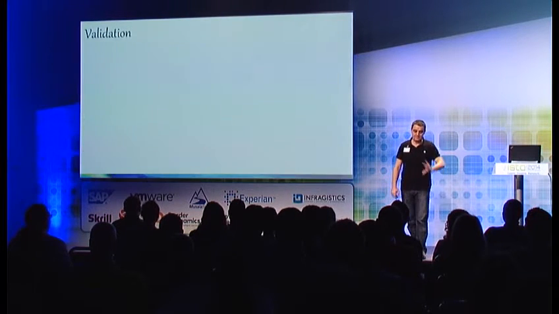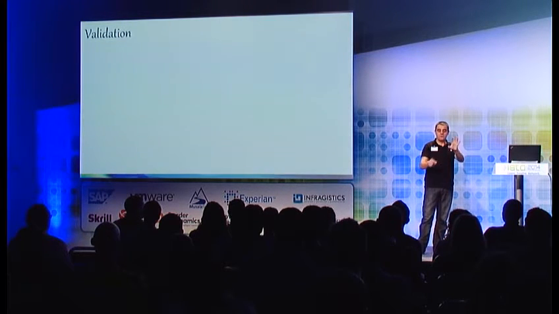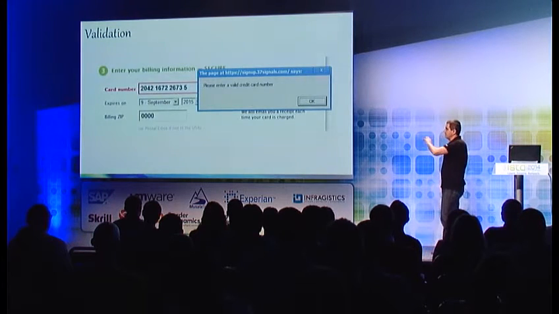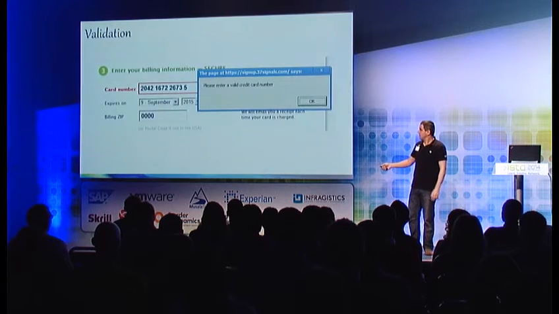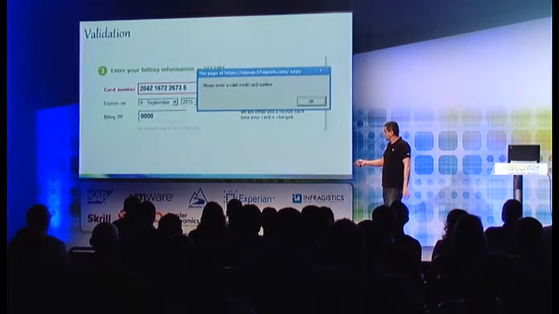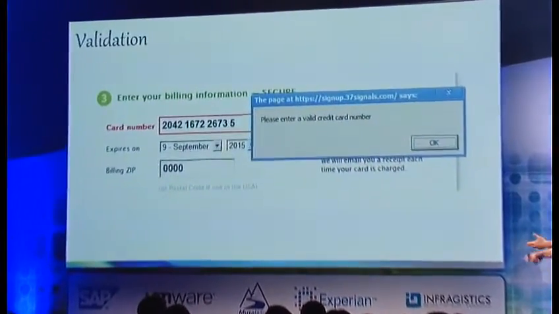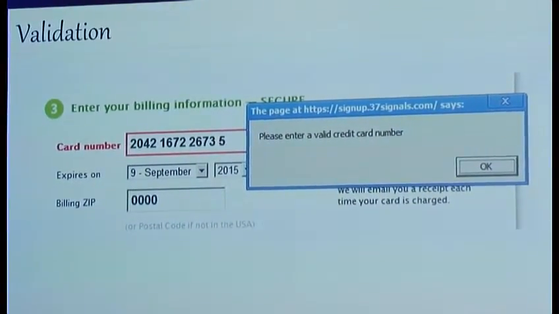Now, there are also validation messages. I'm sure you've seen those. Here's an example. I want to pay something. This is my credit card number. Please don't use it. I entered my credit card number and it says enter a valid credit card number. This is exactly what is written on my credit card. What's the problem here?